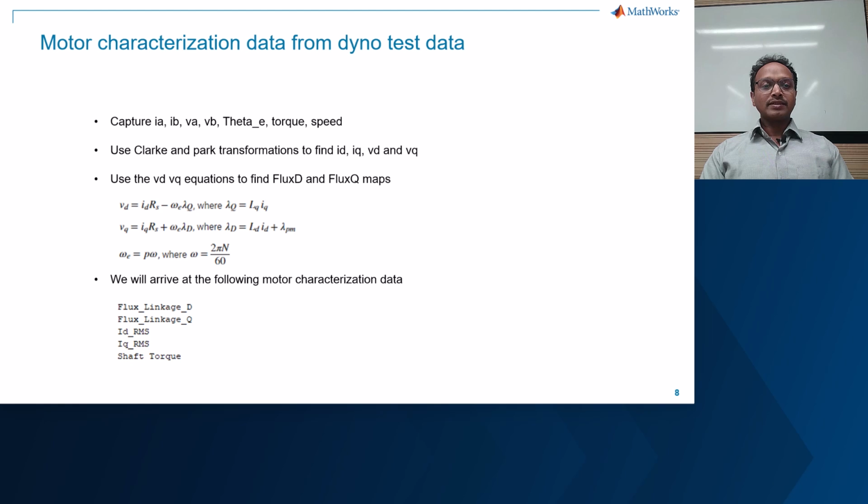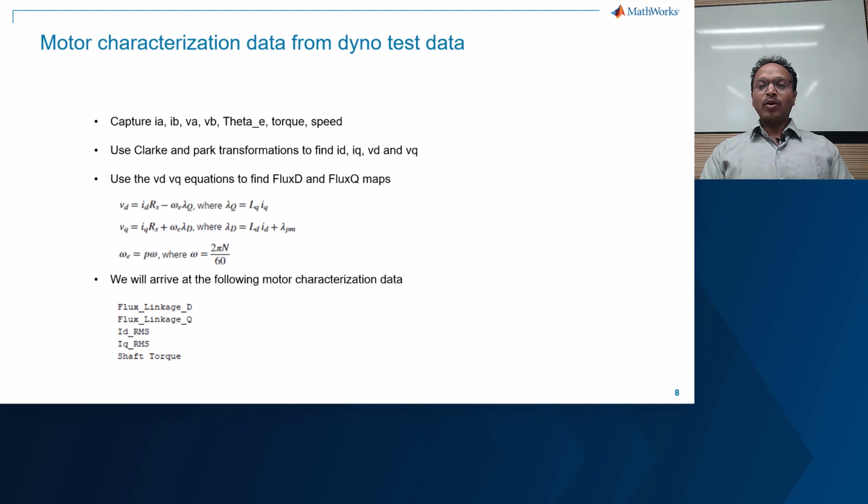At the end of this exercise, we would have arrived at the following motor characterization data, which is flux linkages in both D and Q directions as maps, 2D maps, on a grid of ID and IQ. Alternatively, we can also run the motor through injected ID and IQ reference currents to observe the achieved speed and supported torque. This eliminates the step where we compute the speed and torque transformations to find ID and IQ, since we already have them upfront.